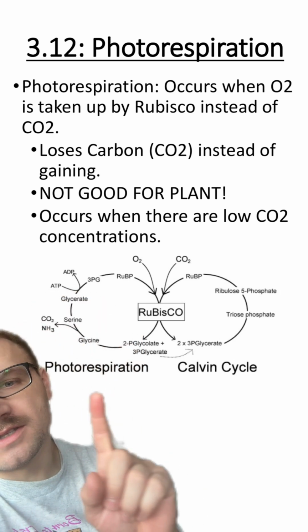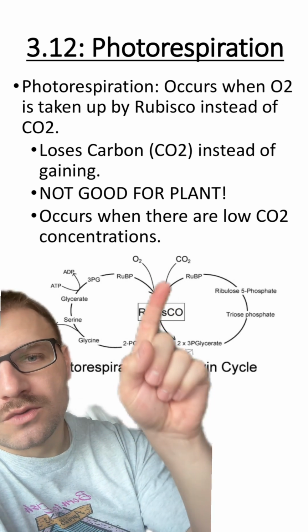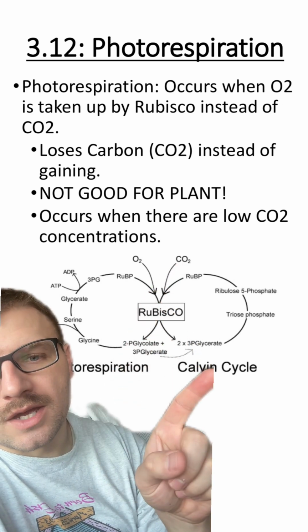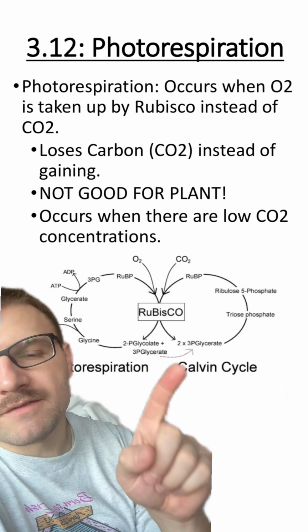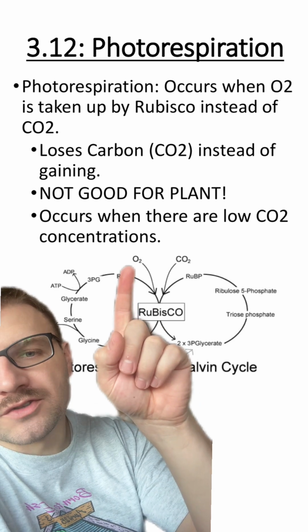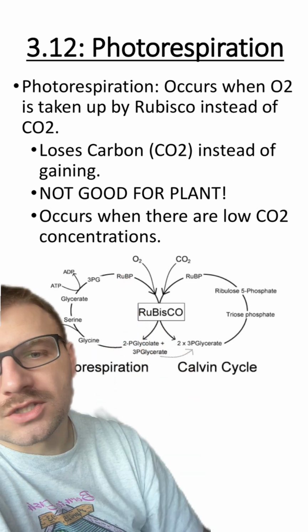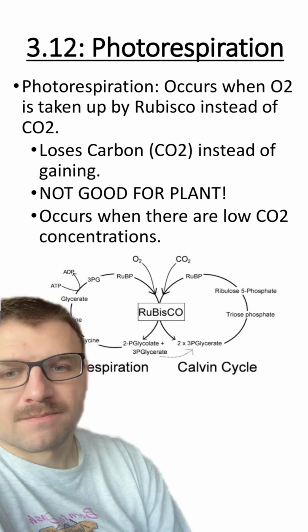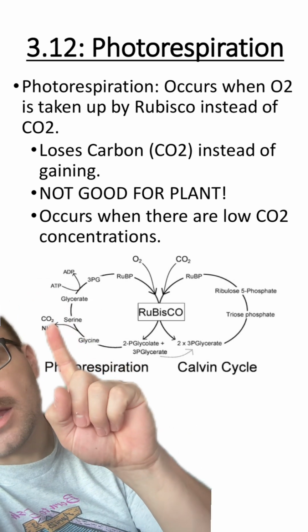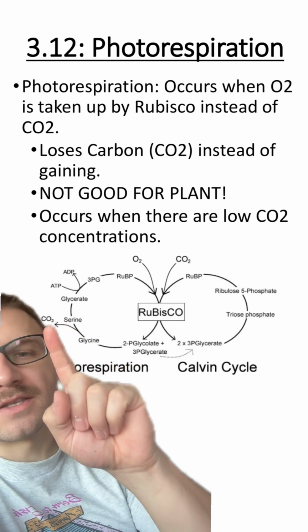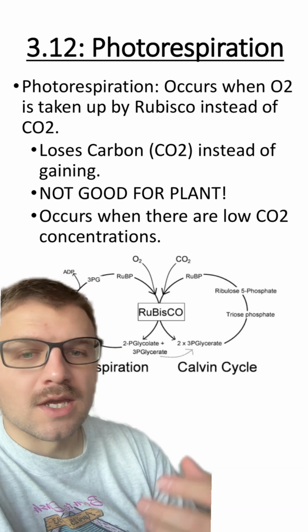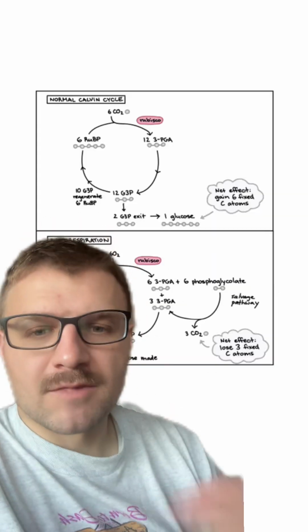Here's a chart where you can see photorespiration. Rubisco normally takes in CO2 and produces G3P for the Calvin cycle, but when CO2 levels are low, it's going to take in oxygen over carbon dioxide. And in this, you can see that the photorespiration is going to cause the plant to lose CO2 instead of gain CO2.